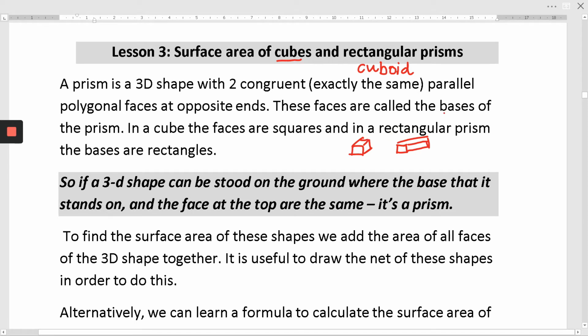So we talk about the base of a prism. When it comes to a rectangular prism, any of the faces of the brick shape could be considered the base of the prism. It's different for triangular prisms, which we'll get to in another video, but what you need to understand about a rectangular prism is that it could be sitting on any one of its faces and then still qualify as a prism. If you take a 3D shape and you stand it on the ground, and the base that it stands on and the face at the top are the same, it's a prism. So it doesn't matter which way you put a rectangular prism on the ground, it's always going to be a prism, but it will affect things if you stand a triangular prism or a cylinder up on a different face.